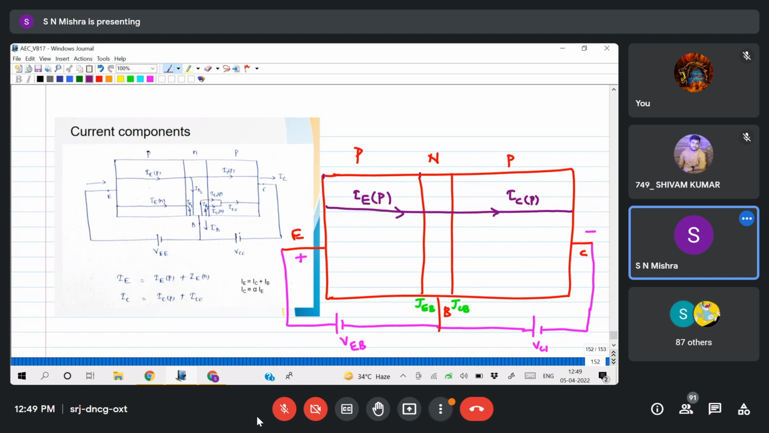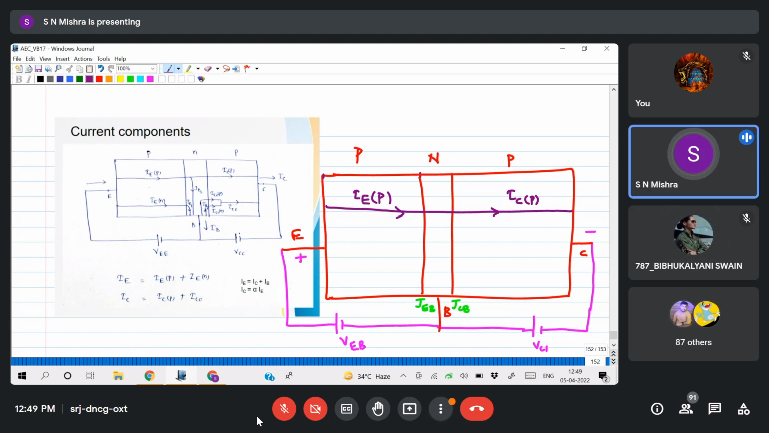Yes, sir. Now look at the emitter side. The holes go from the emitter through the base and reach the collector. Now what about this PN junction? This PN junction is forward biased, meaning the majority carriers I have considered, take this as my junction. This is P, this is N.